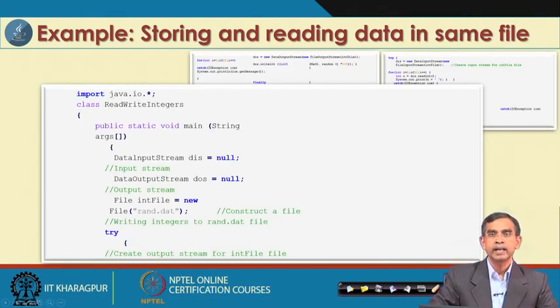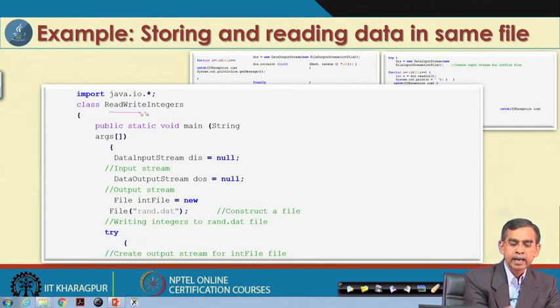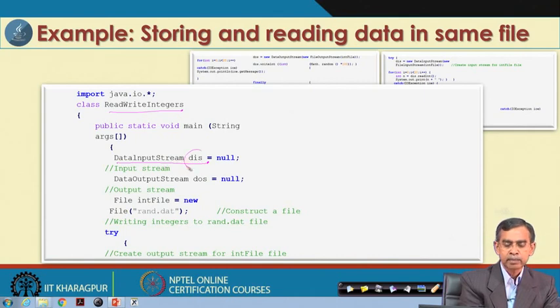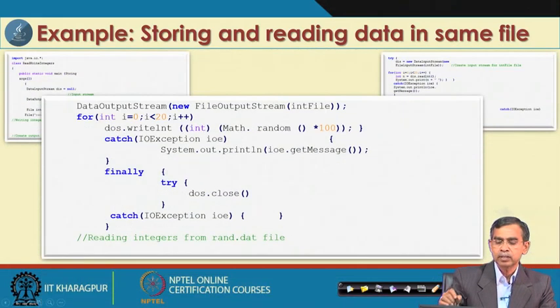Now, storing and reading in the same file: here we can see we have stored once and then read another, but at the same time both things can be done. This is an example to explain it, the read and write of integers. Here you can see we create objects of data input stream, DIS, and also an output stream object. So, two objects are created, of type input stream and output stream. A file is declared here, the random data file, and here you can see how we have developed the program. It basically generates random numbers and stores them.